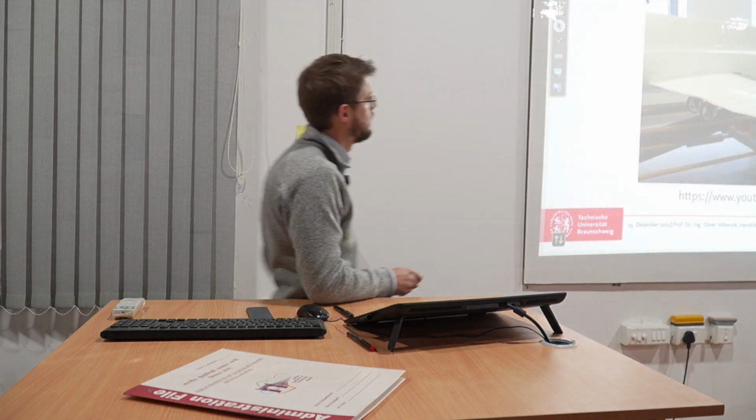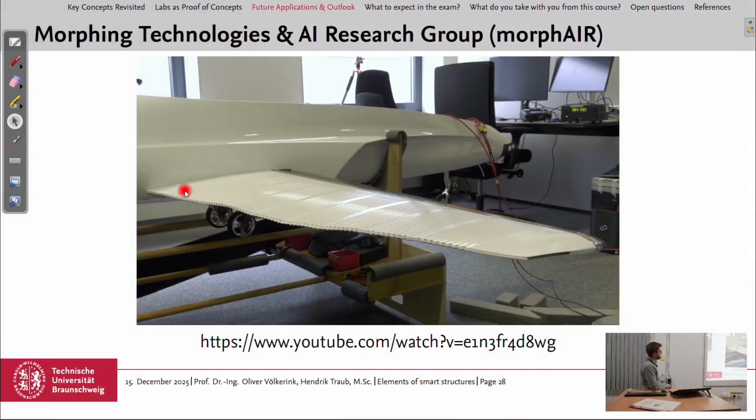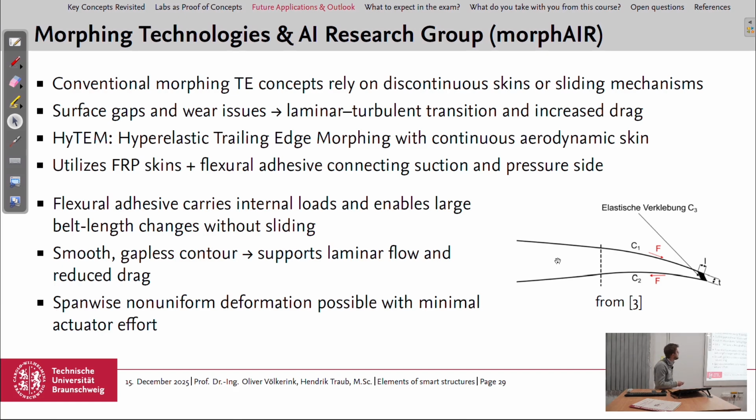So now we have gone to another video. Maybe we leave it by that. So the whole structure, the whole trailing edge, can deform. And how was this achieved, this morphing trailing edge concept?